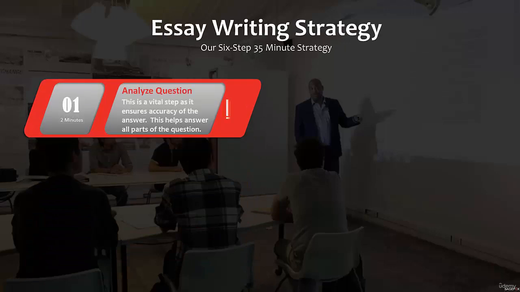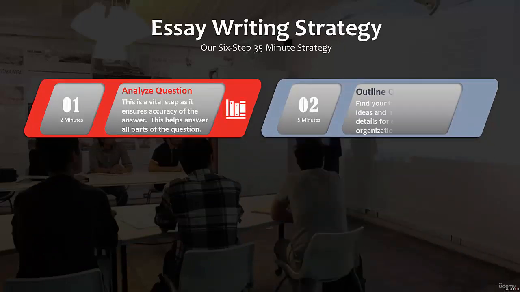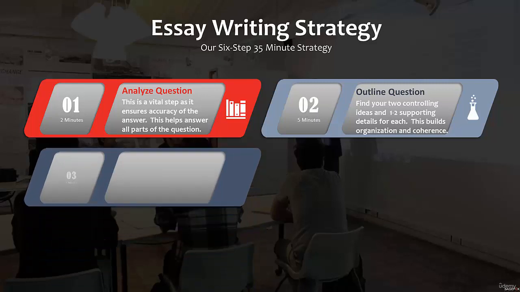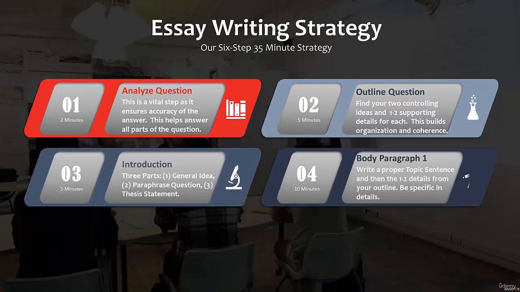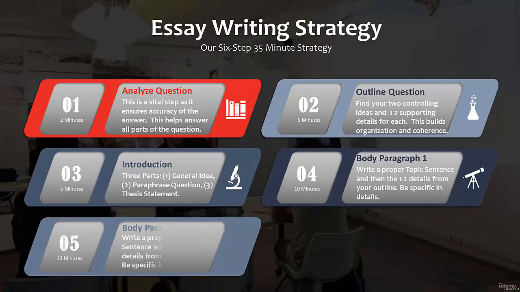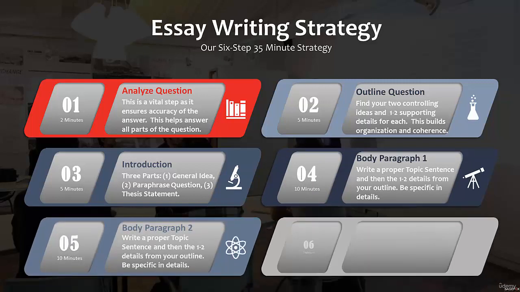So here's our 35-minute, 6-step writing strategy. We have 6 easy steps to follow for you to be able to write the type of essay that's going to score very well. Number 1, you have 2 minutes to analyze the question. This is a critical, very important step. This makes sure that you're going to answer all the parts of the question and that you answer it accurately.